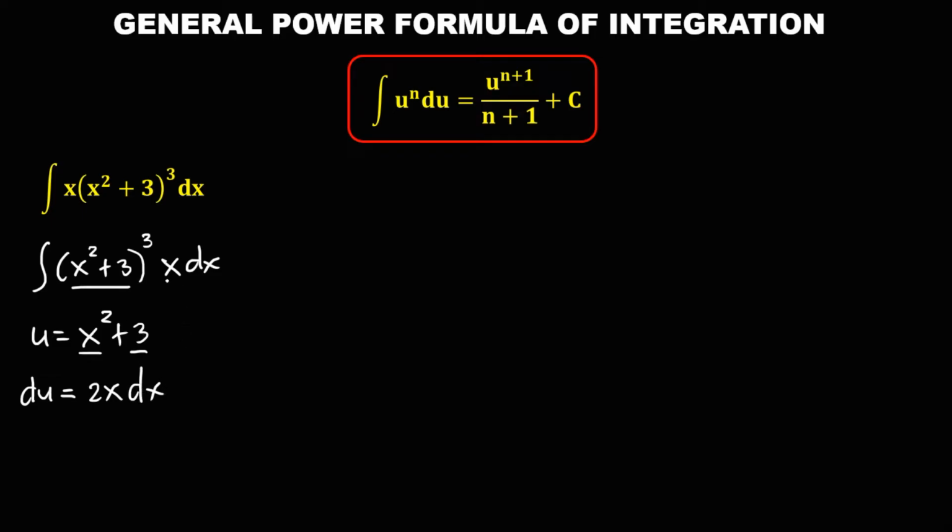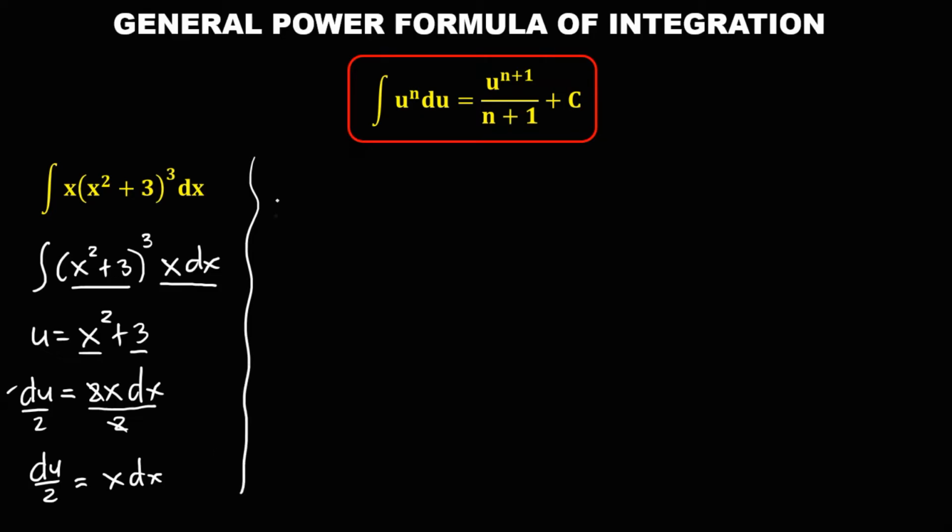Then from the given, since we have this x dx, to solve for x dx, divide both sides by 2. So therefore, du over 2 is equal to x times dx. Then to find the integral from the u substitution, we have the integral of x squared plus 3, and x squared plus 3 is u. So we have u to the power 3, and for this x dx, that's du over 2. So we have du over 2.